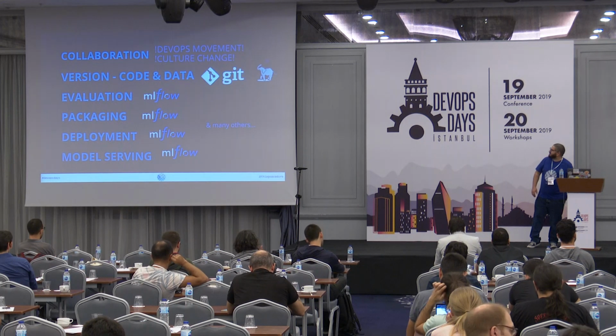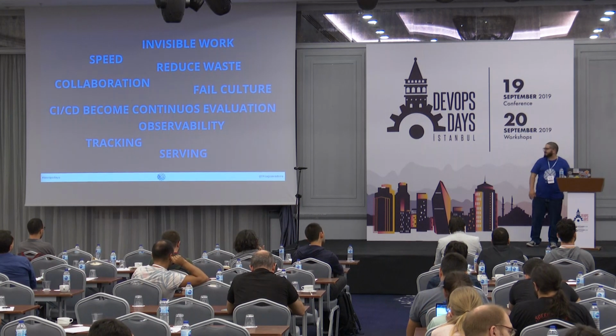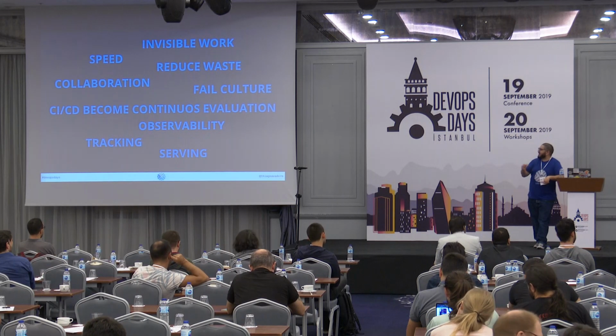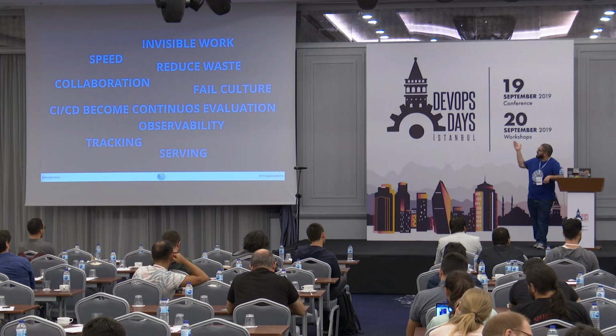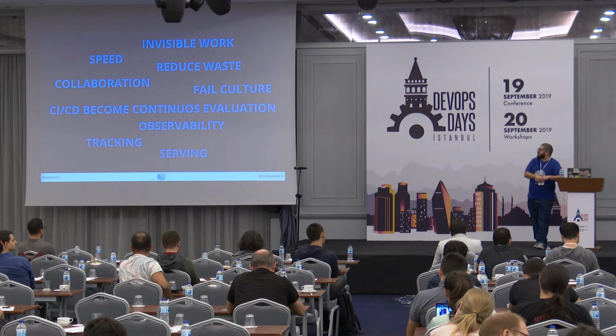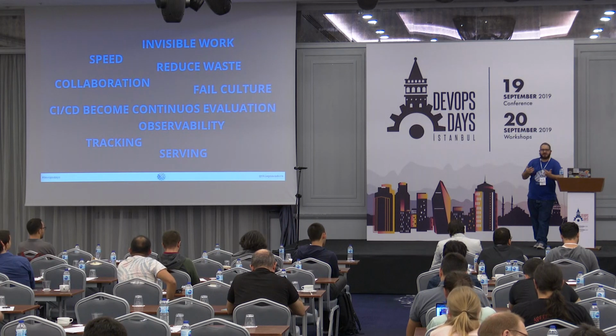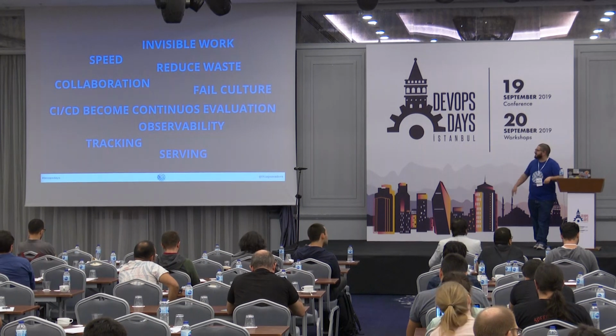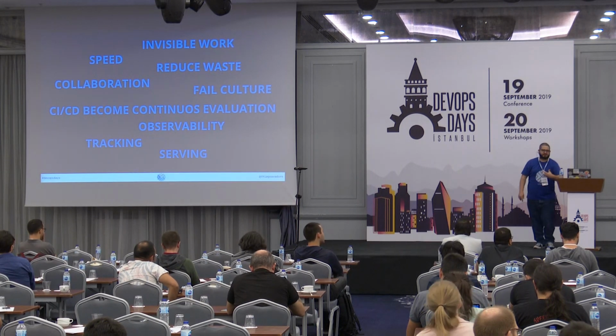So we have this concept, and I just need to speed up a bit, that I mentioned some things here: invisible work, speed, waste, collaboration, fail culture, and the concept of observability. Like, how do you know if a machine learning model is working or not? You have to measure, you have to observe. All of these things are a lot related to the DevOps world.